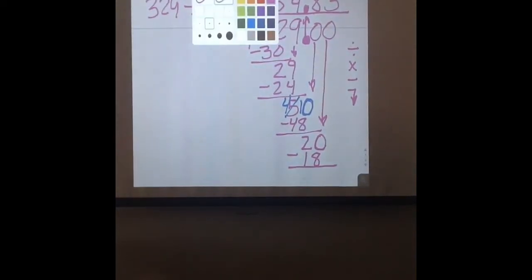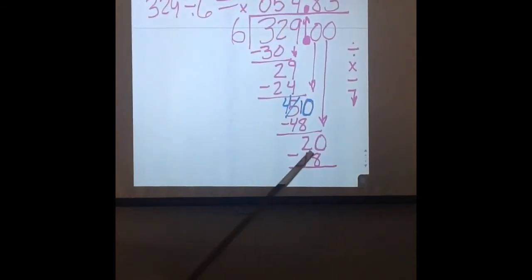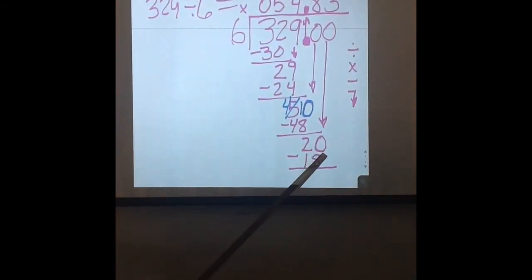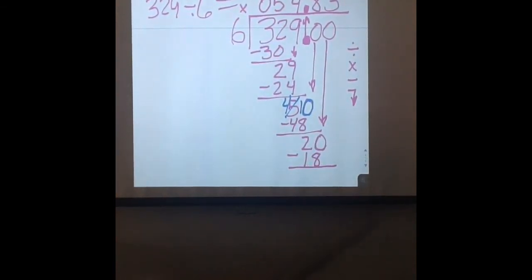Let me change my color again. Can I take 8 away from 0? No, I can't. So what do I have to do? I have to borrow from the 2. I'm going to make this a 1, and then I'm going to make this a 10, right? Now, if we have 10 fingers, and we take 8 of them away, how many do we have left?